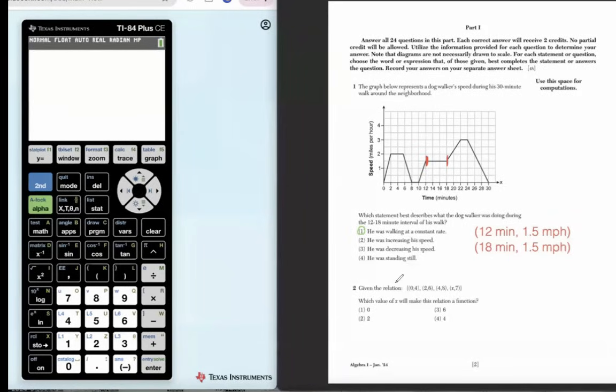Number 2, given the relation (0, 4), (2, 6), (4, 8), and (x, 7), which value of x will make this relation a function? The shortcut we give to our students is for a relation to be a function, x values don't repeat, okay? For a relation to be a function, x values don't repeat. So let's take a look. Right now, we have the x values 0, 2, 4, and x. So we can't see 0 again because then the 0 would repeat. We can't see 2 again, and we cannot see 4 again. So the only x value here that will allow all x values to be different is the x value 6. So answer choice 3 is the correct answer.